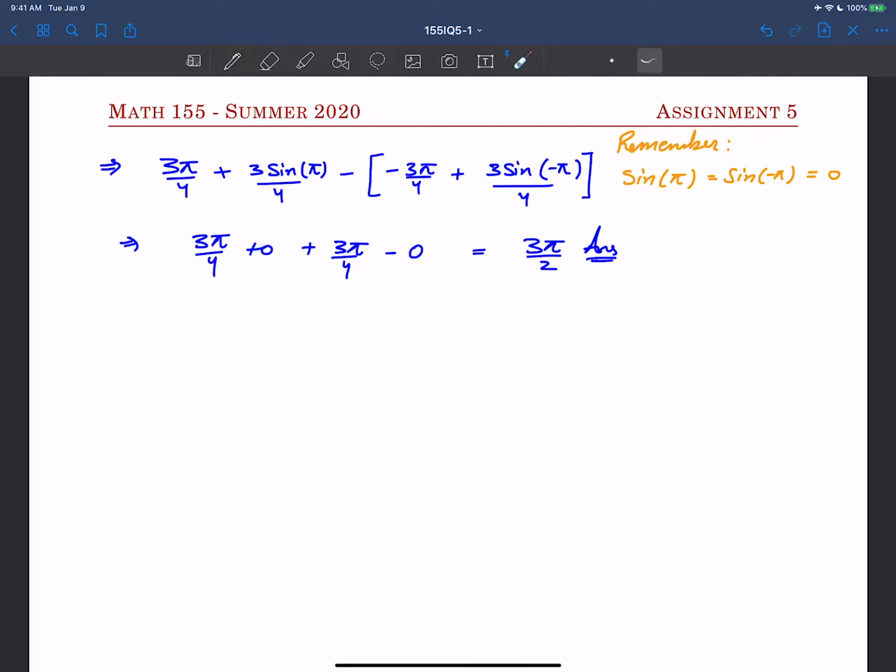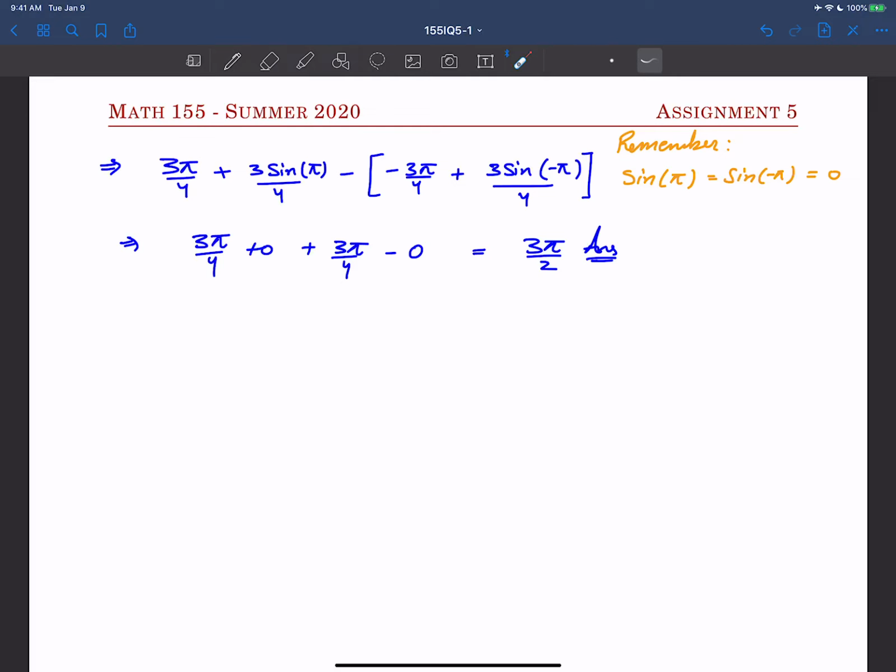With the negative pi over 2 there, you get this thing. And now another thing that you can remember is sine of pi and sine of minus pi are just going to be 0. So these two guys go to 0. So you're only left with this expression 3 pi over 4, which is from this guy, and then minus of 3 pi over 4, which gives you a plus 3 pi over 4. And the total answer is 3 pi over 2. And that's pretty much how you solve the question.